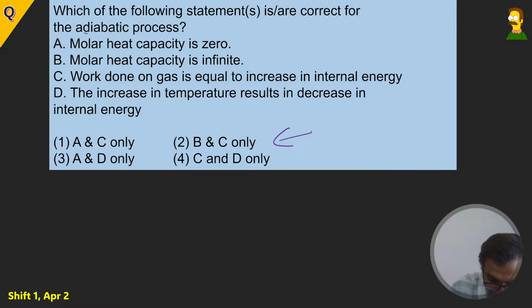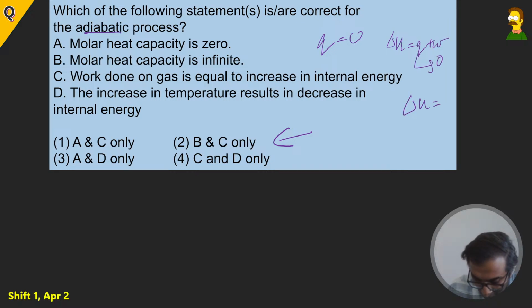Okay. Adiabatic process, very simply put, मतलब कि Q equal to 0. If you want to write the whole expression down, delta U is Q plus W, and then you say, yeah, look at this, Q is 0, so delta U is equal to W. Does that help? Work done on gas is equal to increase in internal energy. Oh, beautiful. Work done on the gas. बढ़िया है. ठीक है, C तो ज़रूर correct है. तो C अगर correct है तो सिर्फ एक ही eliminate हुआ.